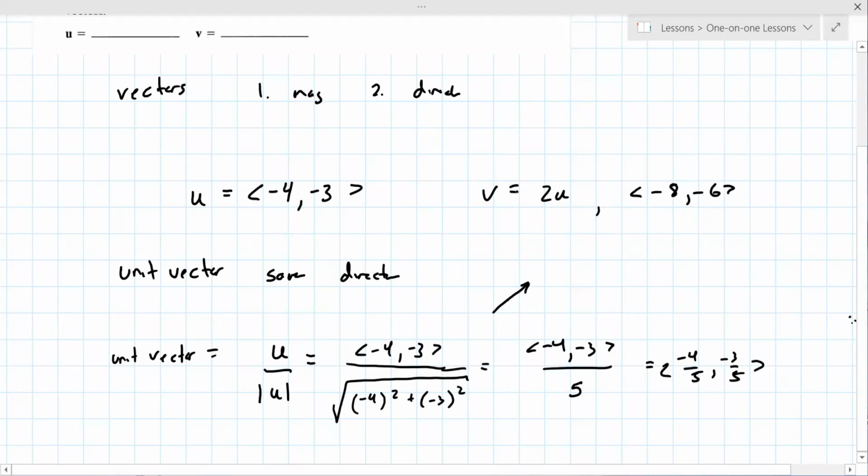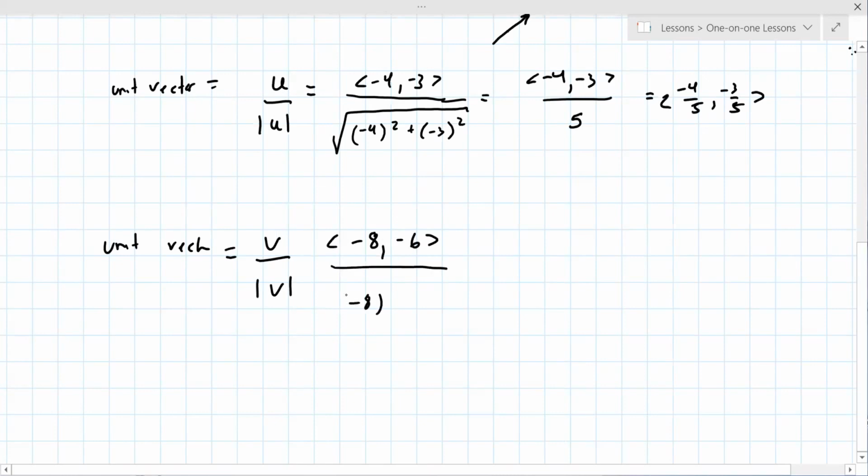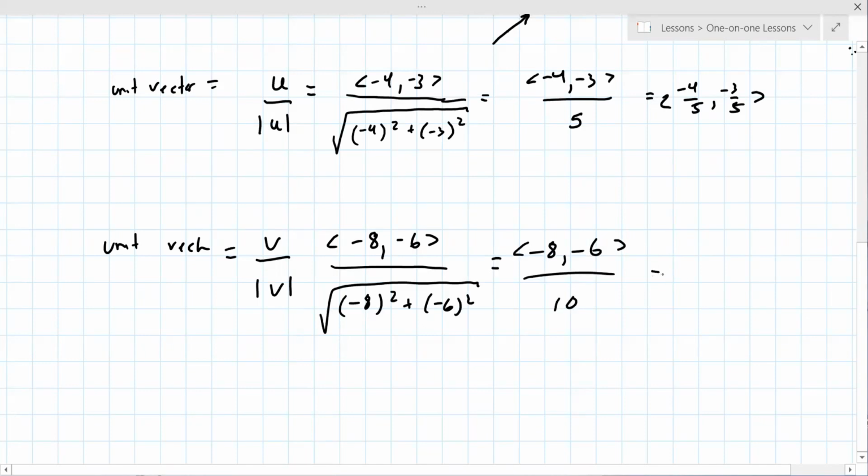Okay, now we're going to do this for this other one, v. v is -8, -6. So the unit vector in the direction of v is -8, -6 over -8 squared plus -6 squared, square rooted. That ends up being -8 comma -6 over 10. So that ends up being -4/5, -3/5, like that. And you should notice that these are exactly the same.